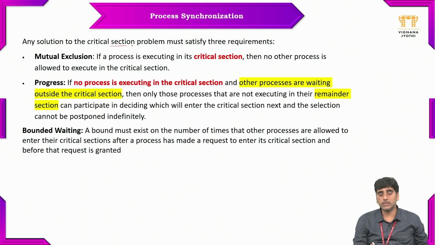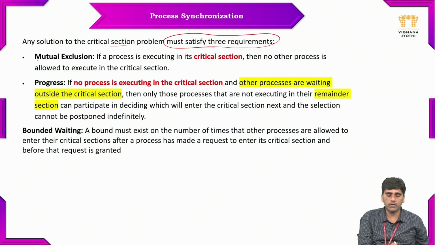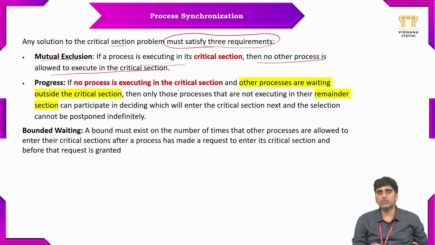Any solution to this critical section problem must satisfy three requirements. If you want to propose any solution to this critical section problem, it must satisfy three requirements. What are they? First one is what? Mutual exclusion. If a process is executing in its critical section, then no other process is allowed to execute in the critical section. That means mutually they can be excluded. So one process can enter into the critical section, and no other process is allowed to execute in the critical section.